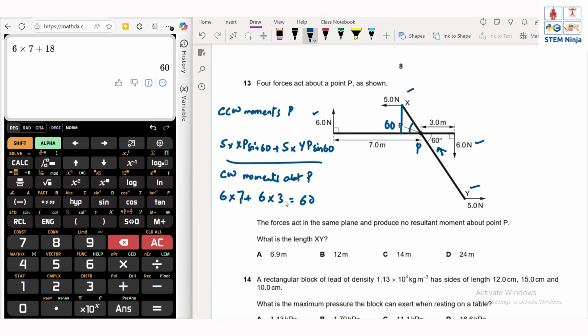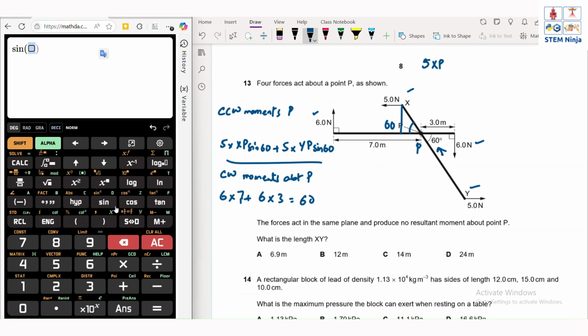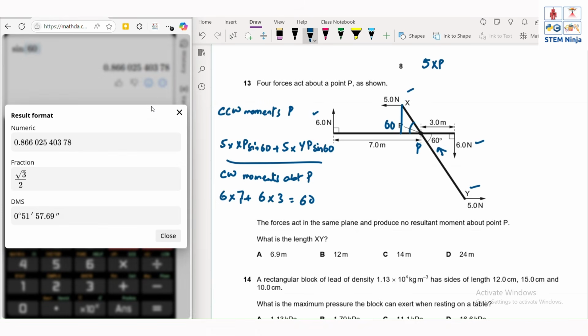Now remember, we don't actually need to find out xp or yp. We just need to find out the length. So we know that 5 times xp sine of 60, remember that is root 3 over 2 basically. So root 3 over 2 plus 5 times yp root 3 over 2 is equal to 60.